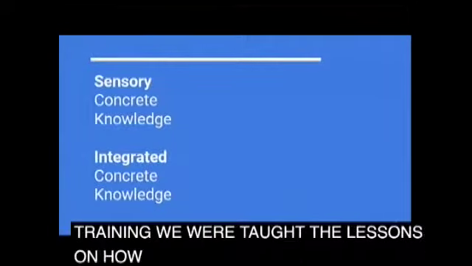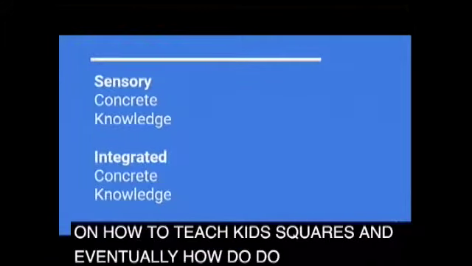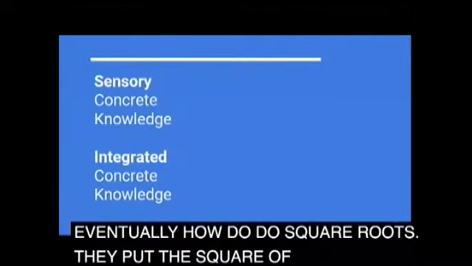But when I was going through my Montessori training, and we were taught the lessons on how to teach kids squares, and eventually how to do square roots, they put the square of 3 down, and I was like, oh, that's why it's called 3 squared, because it actually makes a square, right? And that just had never occurred to me.